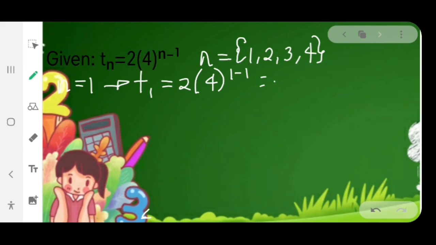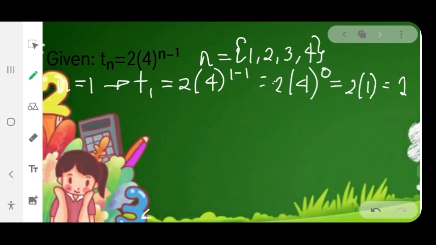Follow the order of operations. So let us copy first 2 and 4 and then simplify the exponent. So 1 minus 1, we have 0. After that, we get the power of 4 when raised to 0. So copy 2 times 4 raised to 0 is 1. Remember that any number raised to 0, the answer is always equal to 1. So 2 times 1 now is 2.